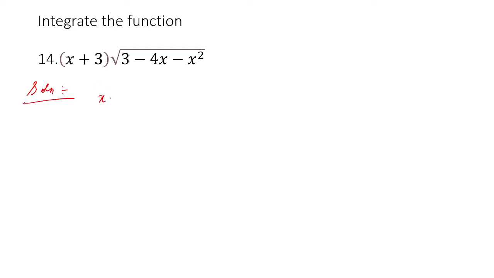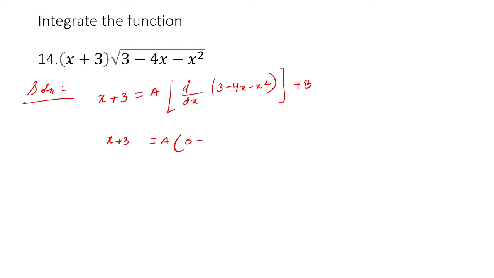So what you're supposed to do is take x plus 3, equate it to a times the differentiation of whatever is under the square root, which is 3 minus 4x minus x squared, the quadratic inside the square root, plus b. So x plus 3 is equal to a times, the differentiation of 3 is going to be 0, so you can write it as 0 or leave it as it is. Differentiation of 4x is 4, and the differentiation of x squared is 2x, plus the b.